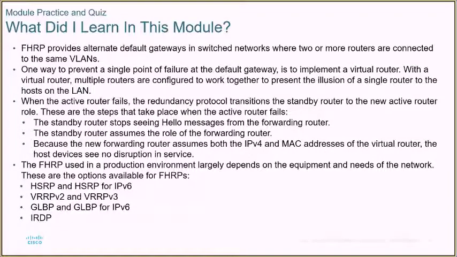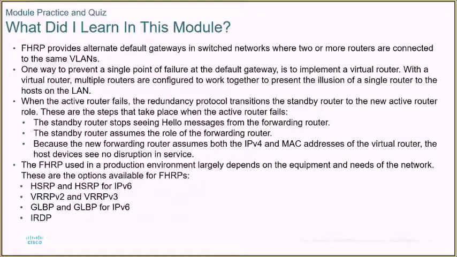First hop redundancy protocols provide alternate default gateways in switched networks where 2 or more routers are connected to the same VLANs. One way to prevent a single point of failure at the default gateway is to implement a virtual router. With a virtual router, multiple routers are configured to work together to present the illusion of a single router to hosts on the LAN. When the active router fails, the redundancy protocol transitions the standby router to the new active router role. These are the steps that take place when the active router fails.